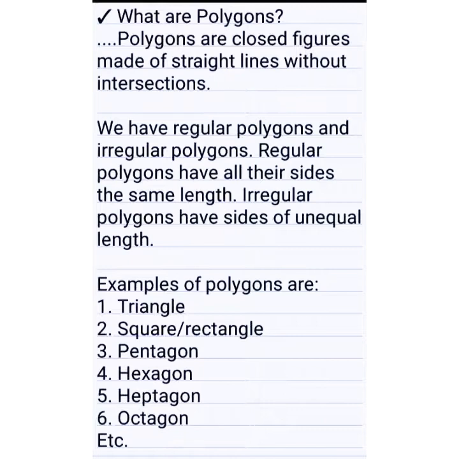Examples of polygons are triangle, square or rectangle, pentagon, hexagon, heptagon, octagon, etc. And that would be the end of today's session.